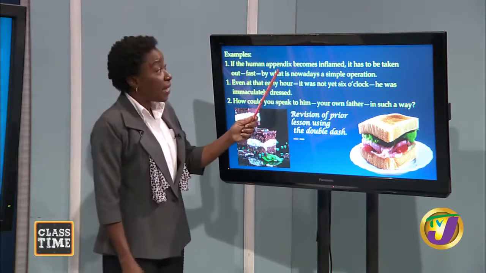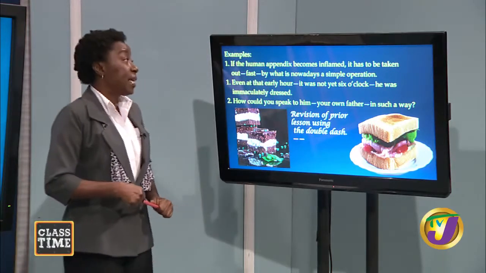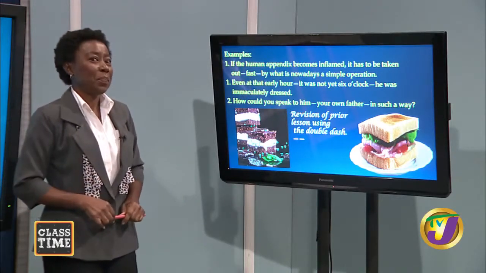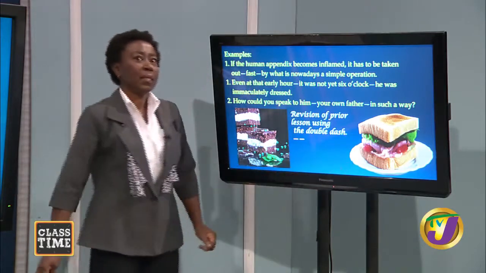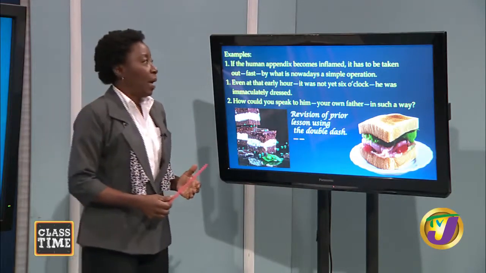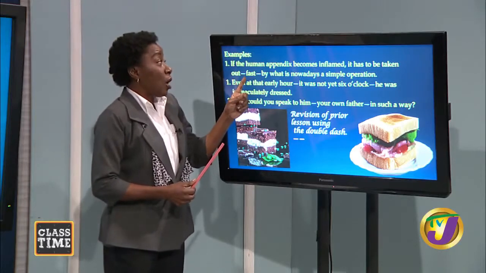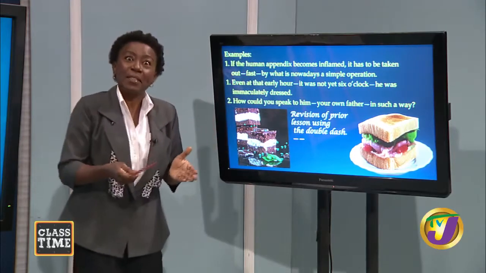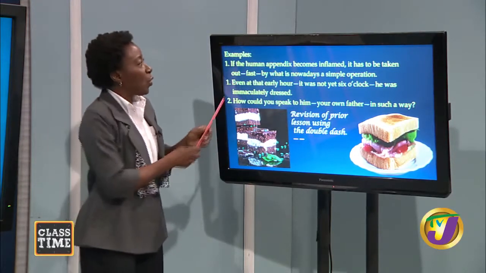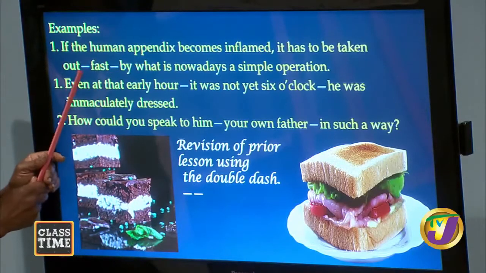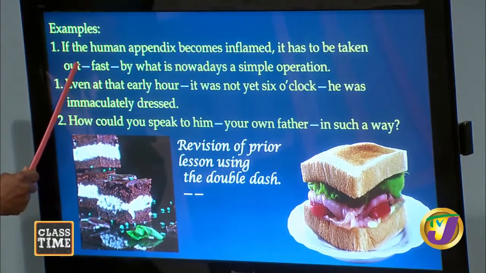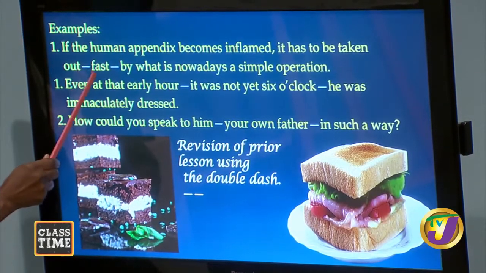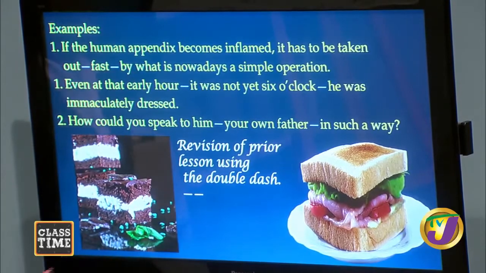If the human appendix becomes inflamed, it has to be taken out by what is nowadays a simple operation. That's the original thought. That's just the bread. But to enhance it, the dash here now, with the inserted word "fast," brings urgency to the thought. Okay? So the two dashes, I'm going to put something here to let you get a better understanding of what I'm saying. So you open, put the thought in, close, and you continue.